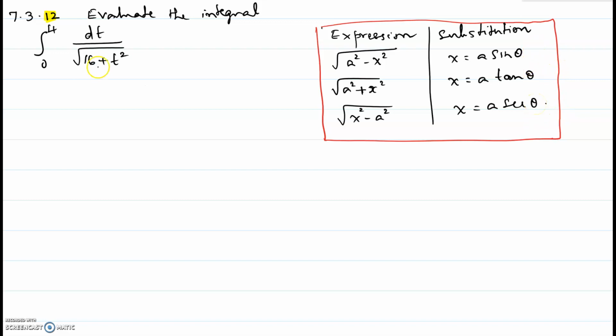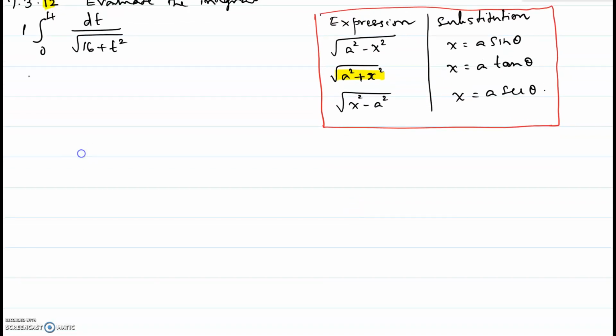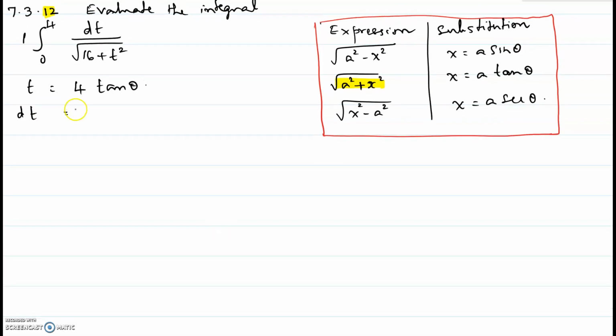So the problem has a denominator square root of 16 plus t squared, which resembles the second one. Here a squared is 16, and instead of x squared, we are using the variable t squared. So let's make the substitution: t equals 4 tan theta. So dt would be 4 secant squared theta d theta.